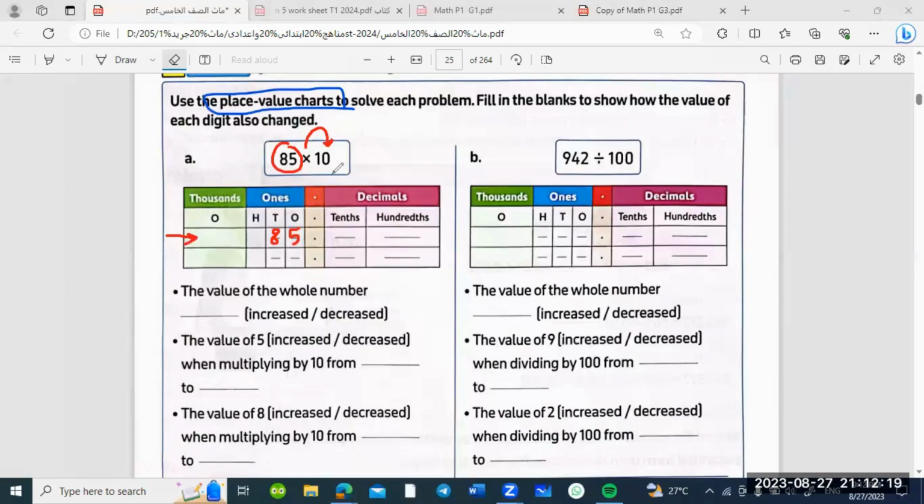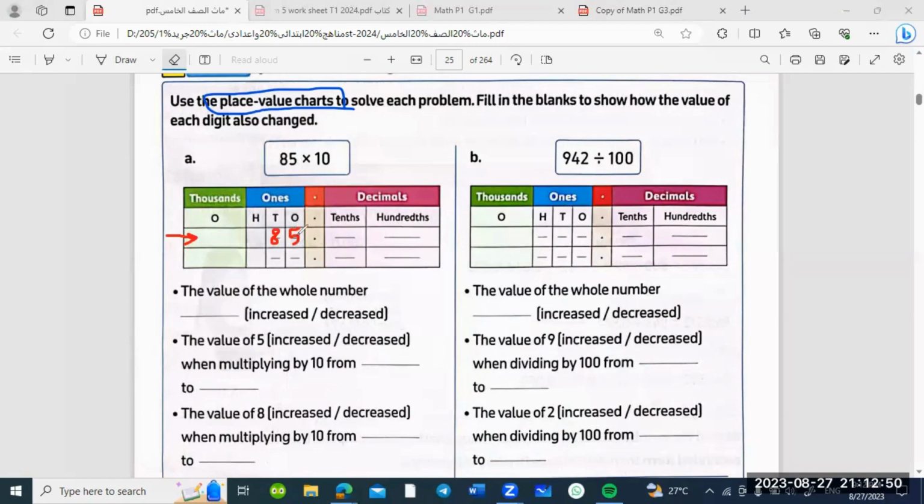Okay. So the first step, Jana, is to take your number and write it in the place value chart as you can see on the board. Easy? Okay. And then what? When you want to multiply this number by 10, we just move the digit. I will take each digit and move it one step. To the right or to the left? To the left.